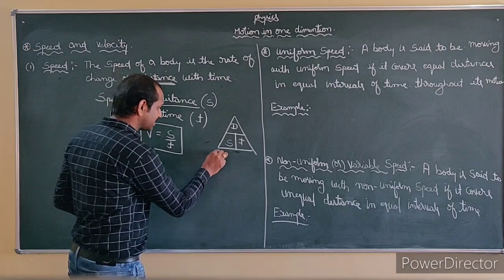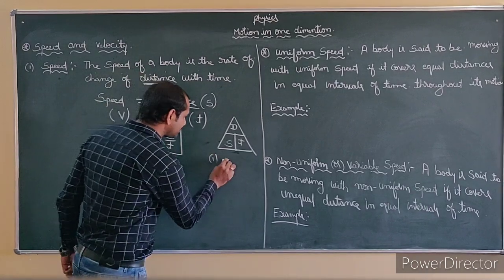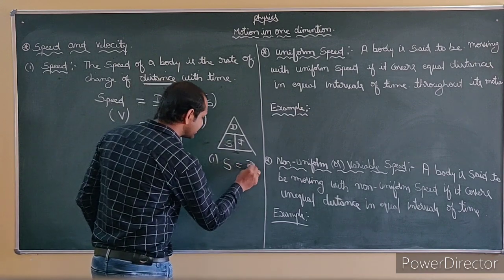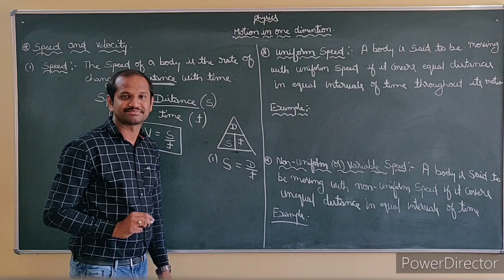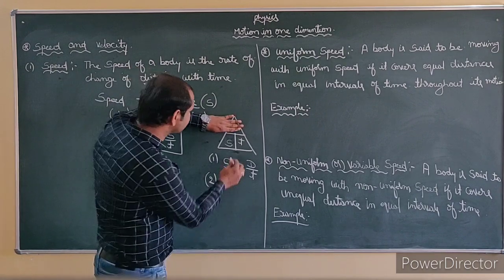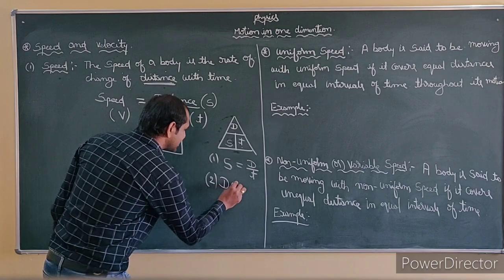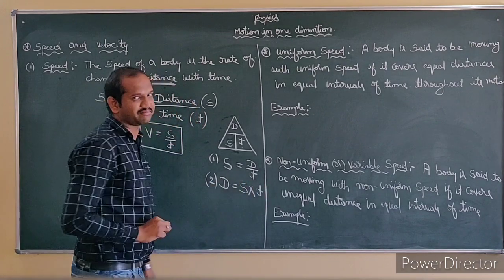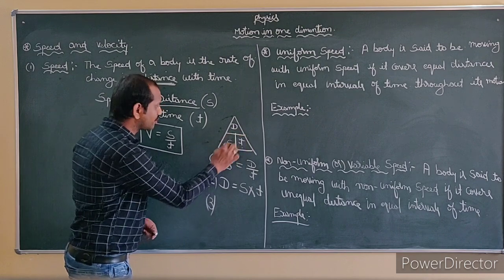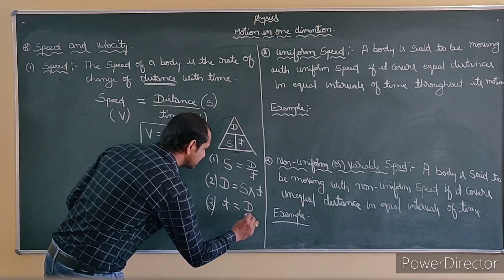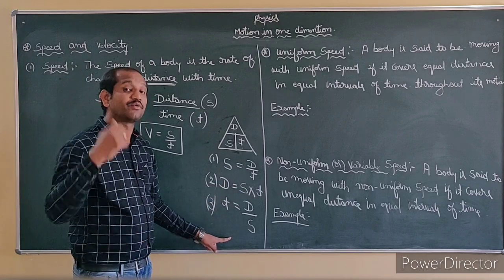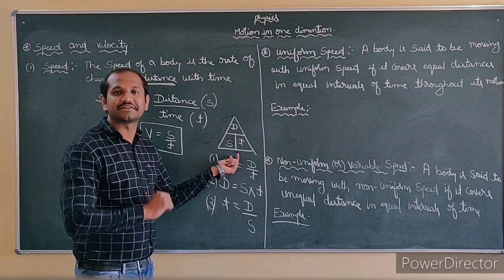For example, the first one: I want to find the speed. I am closing the speed. If I close it, what is the formula? D by T, that is distance by time. The second one, if I want to find the distance, I am closing the D. So what is the formula? S and T, that is distance is equals to speed into time. Very easy. Now the third formula, I need to find the time. Time is equals to distance by speed. Look at how easy it is. If you know one formula, you can easily write the other. If you want to still remember, make use of this so that you will not get confused at all.